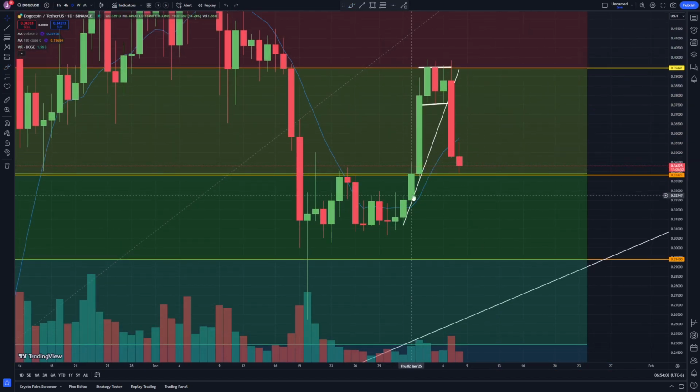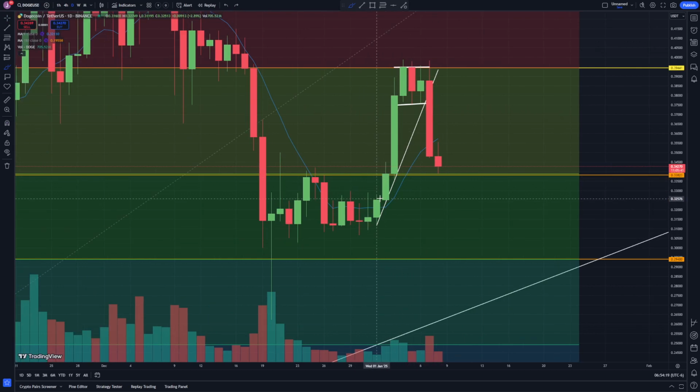Like right here, we broke above the 9 moving average, right here on the daily time frame. This works best on the daily, in my opinion. I mean, it works on all of them, it's just really nice on the daily. You could probably do it on the 4 hour and the 1 hour too.